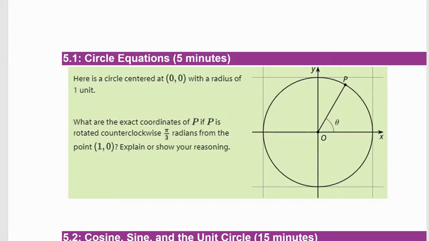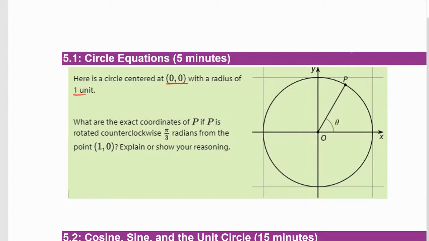Hello, everyone. So we have 6.5, the Pythagorean Identity, Part 1. So let's start this off. And the first thing they want you to do is basically operate with this circle that they give you. And they say its center starts at (0, 0) with a radius of 1 unit.